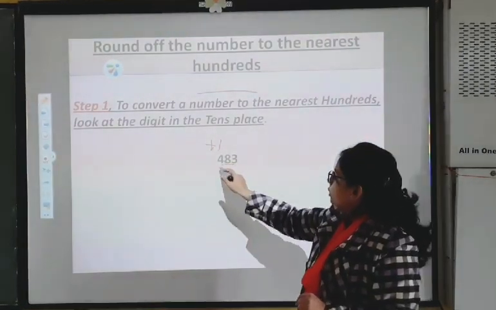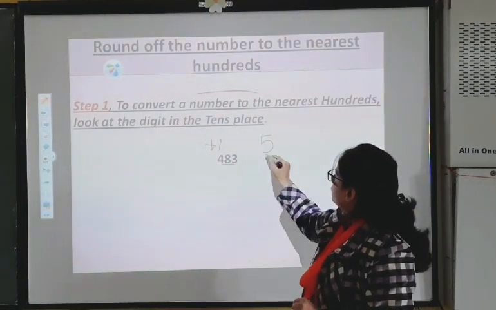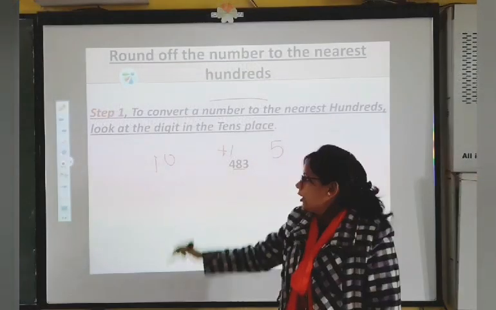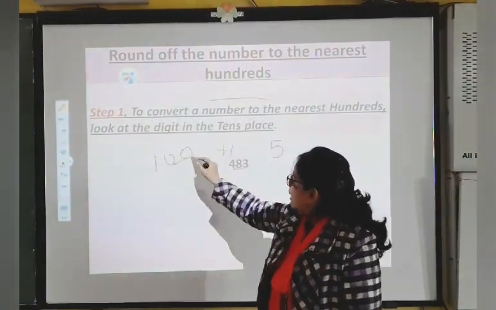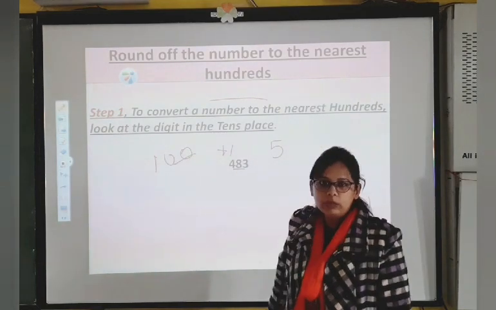Now 4 + 1 is 5. Now, in 100 there are two 0s. So children, it means that in our answer there should be two 0s.